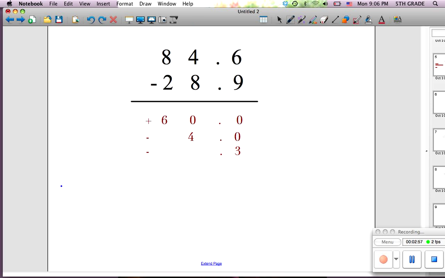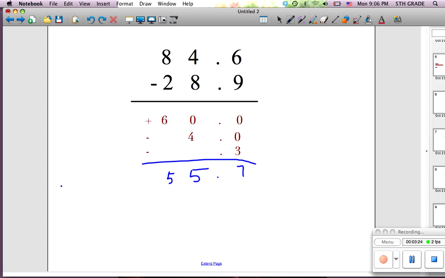Finally, what we have is another problem here. 60 minus 4 is 56. 56 minus 3/10 is 55 and 7/10. So our answer to 84 and 6/10 minus 28 and 9/10 is 55 and 7/10.